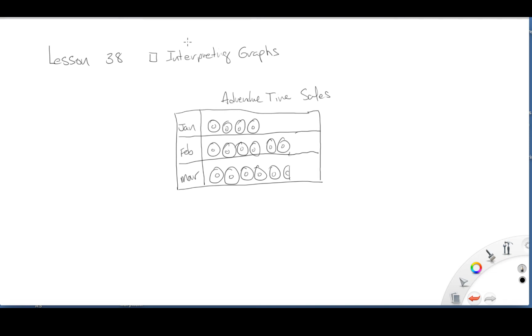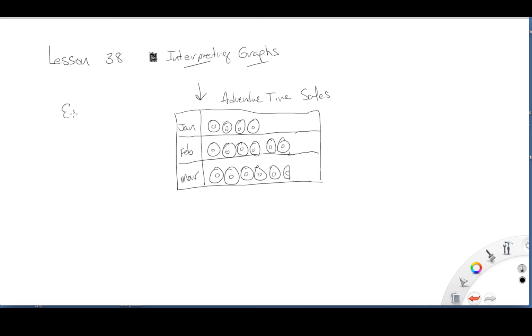Course 2, we are on lesson 38, and we are going to be looking at something that's a little bit more fun, I think, as far as math is concerned. Instead of adding or subtracting, multiplying or dividing, we're going to do some interpreting graphs. In other words, we want to know some things about what this graph is telling us.